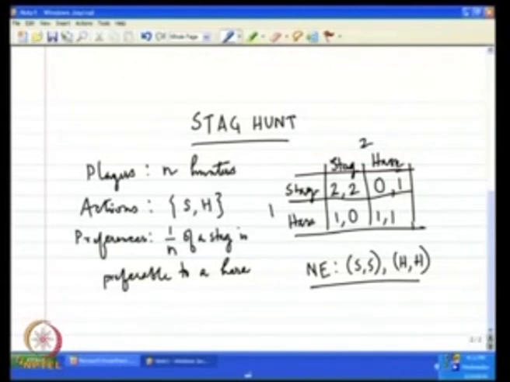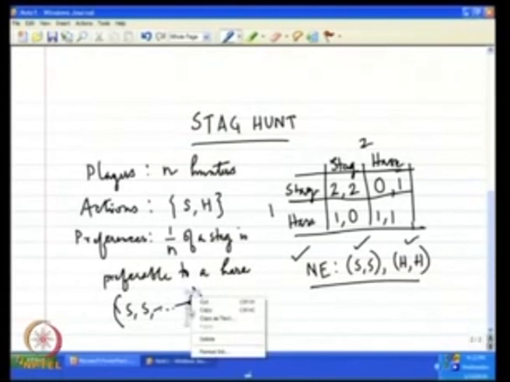Now here what will be the Nash equilibria? From the two player game, if we try to get some hint, maybe we should try these two sorts of profile, where everyone is going after the stag and where everyone is going after the hare. So is it true that in this n player game, everyone going after the stag is an equilibrium? Let us see if this is an equilibrium.